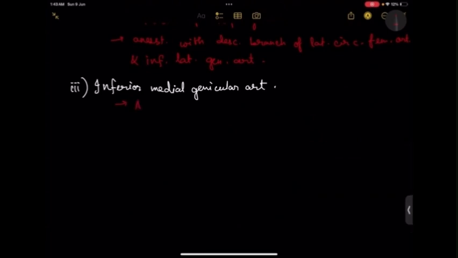Then you should see it goes across to the upper border of the popliteus muscle, deep to the medial collateral ligament.